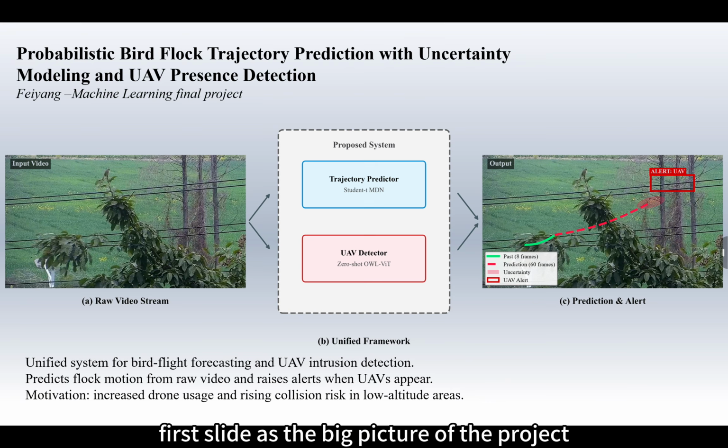You can think of this first slide as the big picture of the project. On the left is the raw video input. In the middle is the unified framework that includes a trajectory predictor and a UAV detector. The predictor forecasts the flock's movement for the next 60 frames, and the detector checks whether a drone appears in the scene. On the right is the output: the predicted trajectory, the uncertainty, and an alert when a UAV is detected.